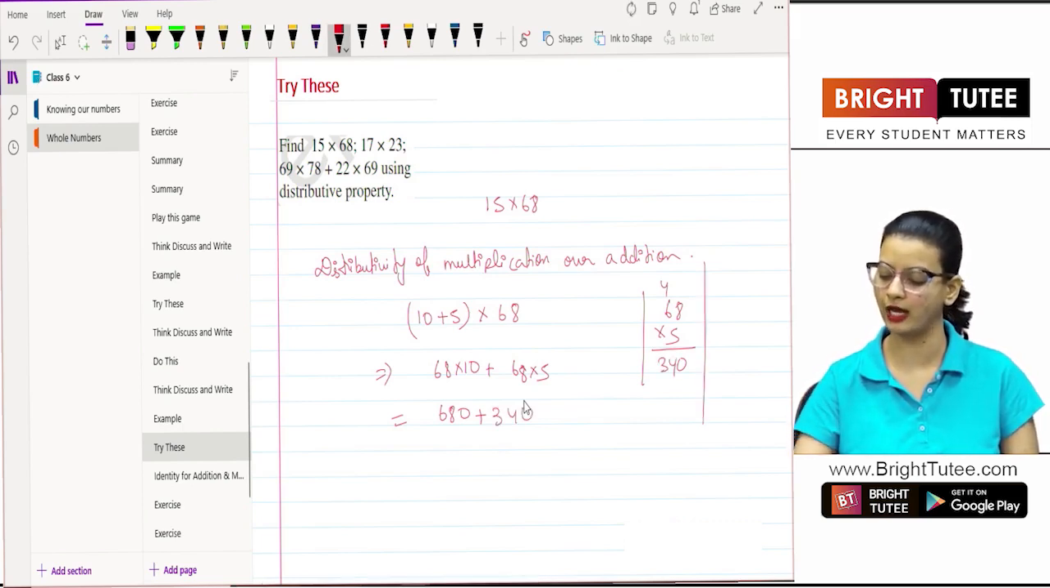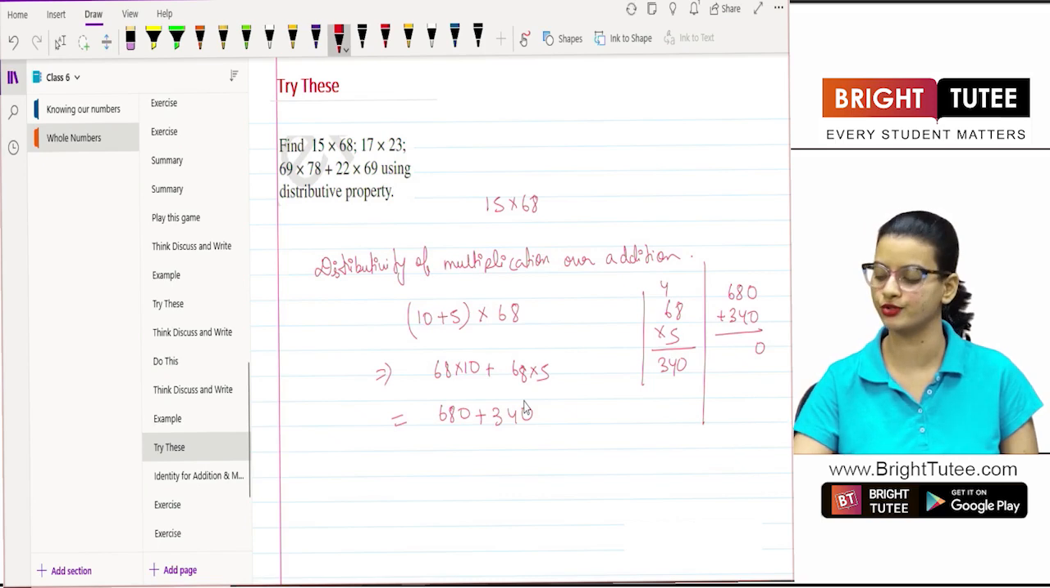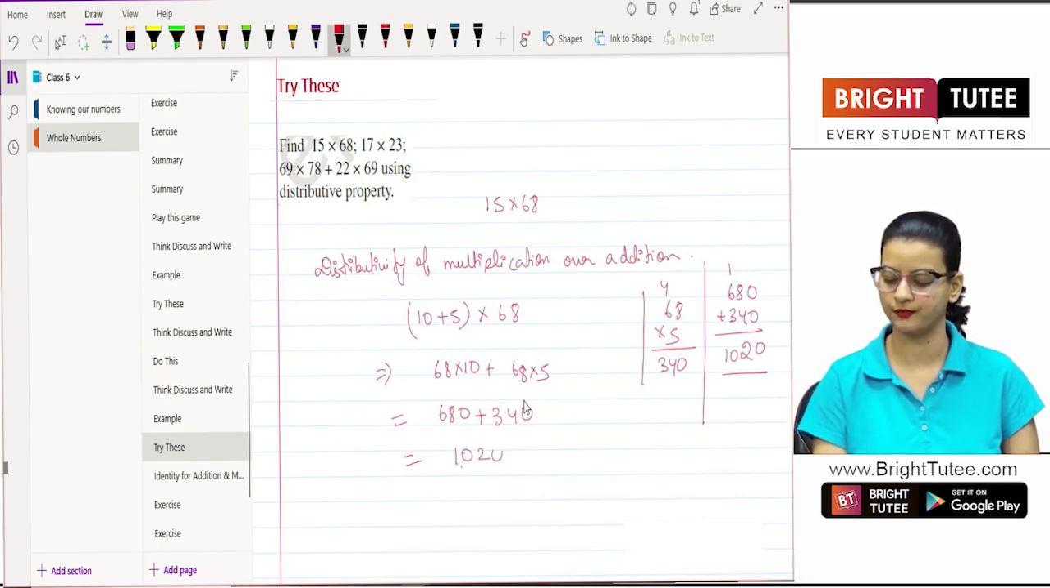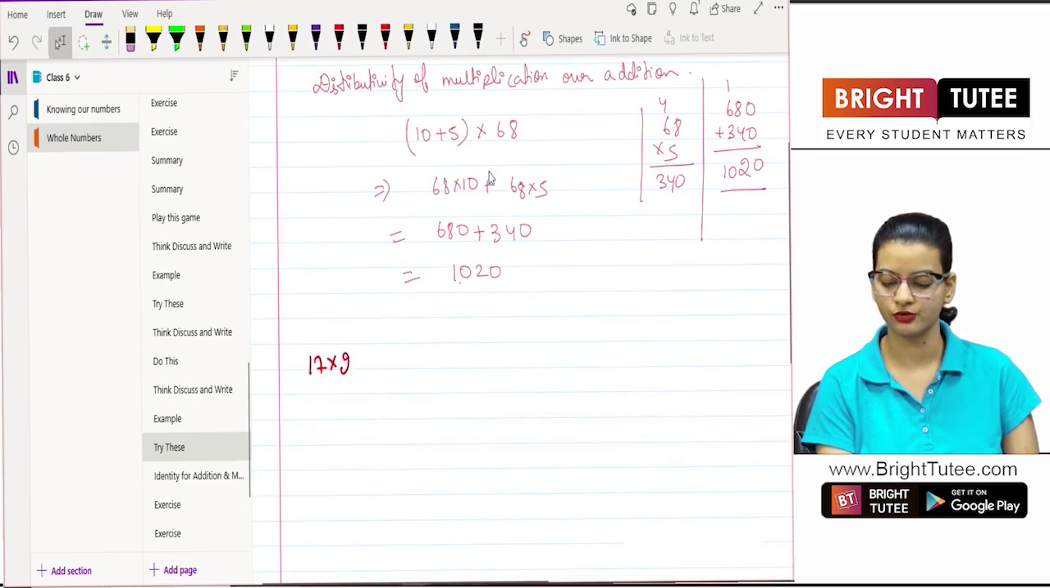Now if we are going to add these two, 680 plus 340, what do we get? 0 plus 0 is 0, 8 plus 4 is 12, so 2 carry over 1. 6 plus 3 is 9 and 9 plus 1 is 10. So this is 1020.